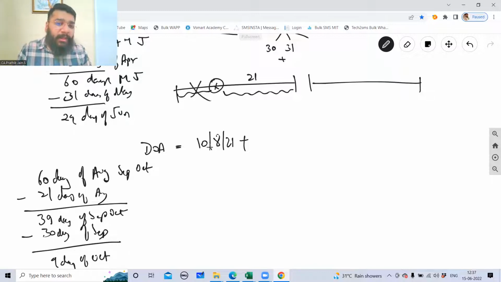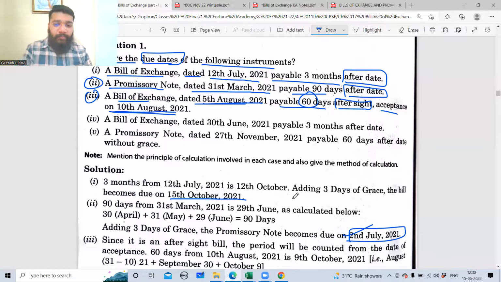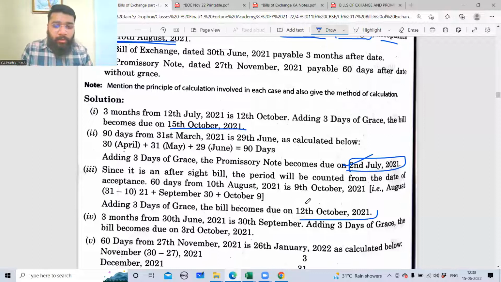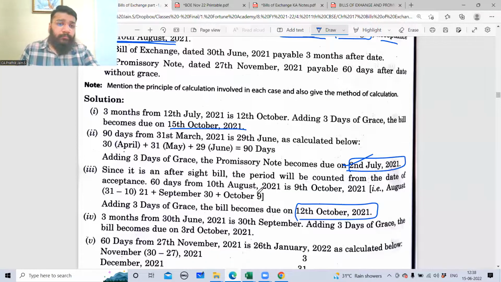So the 9th day, 10 August plus 60 days will be equal to 9 October 21, plus 3 grace days, which is 10, 11, 12. 12th October 2021 will be your maturity date. Any problem here? Online people, any problem here? No, sir.